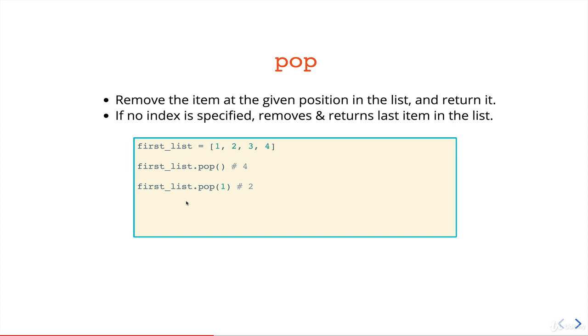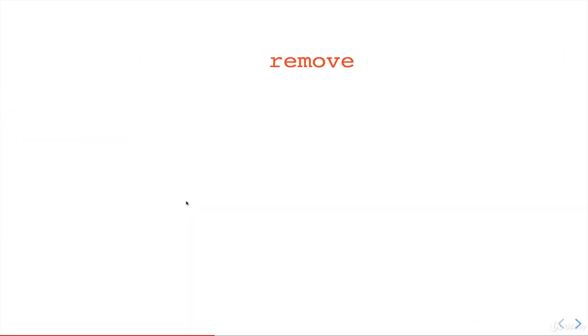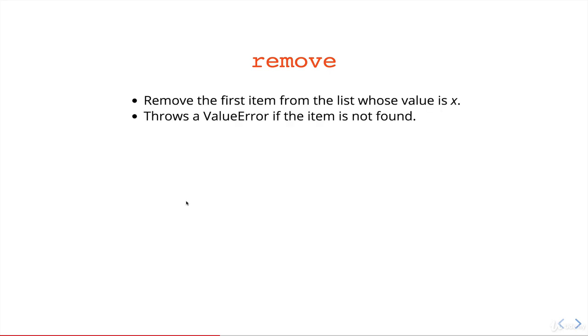The last method we'll take a look at, which has to do with removing items from lists, is a bit different. It's called remove. Easy to remember. And it works a little bit different in that we actually provide an item, a value that we want to remove, not an index. So it will remove the first item from a list whose value is X, meaning we pass in X, and it will find the first match and remove it, whatever the index is. And if it doesn't find that item, it throws an error.